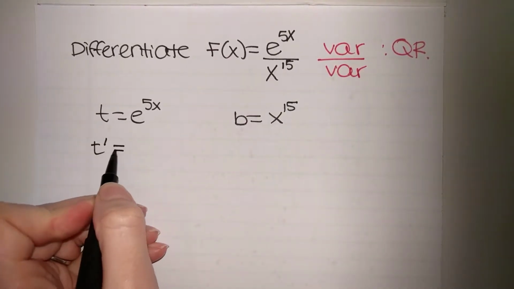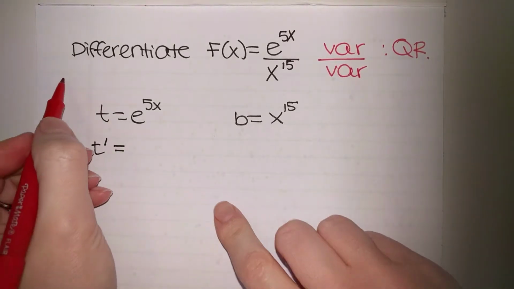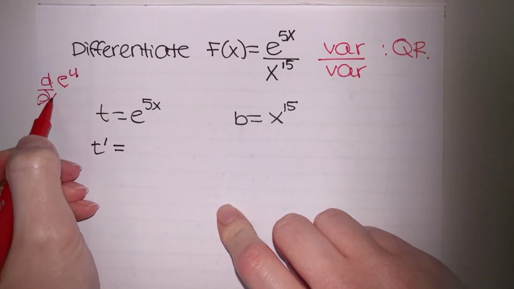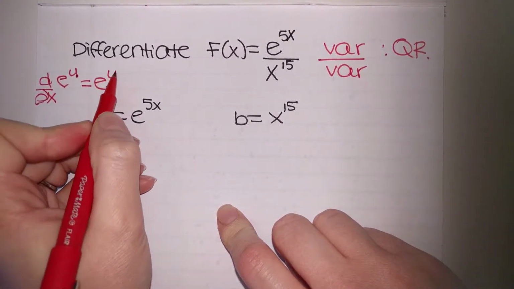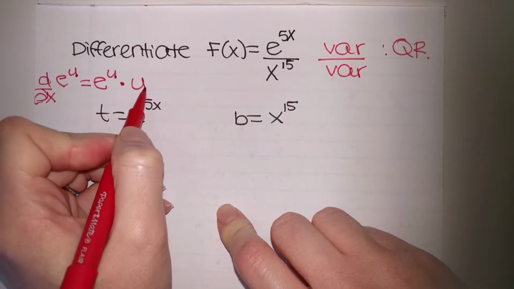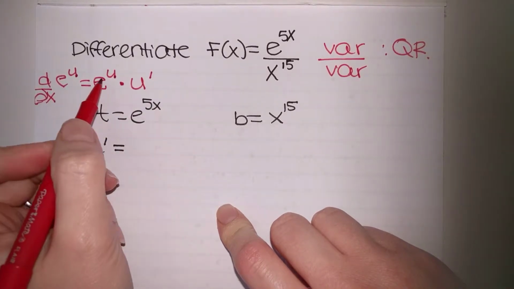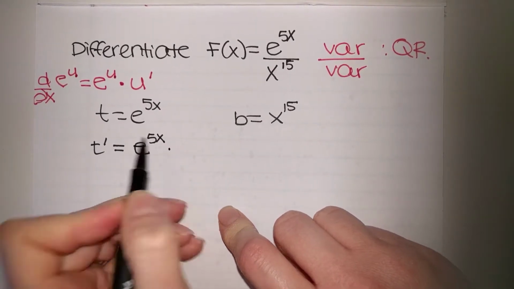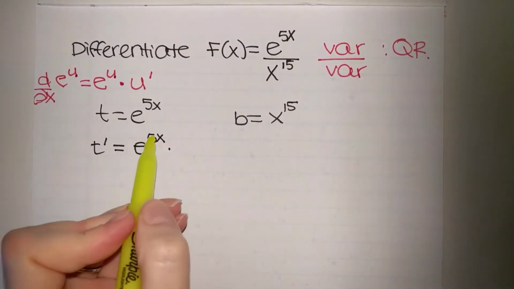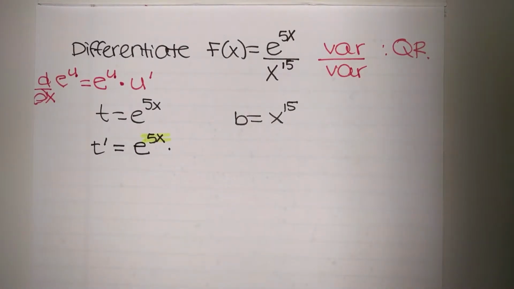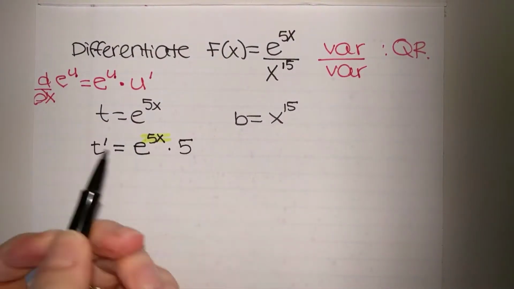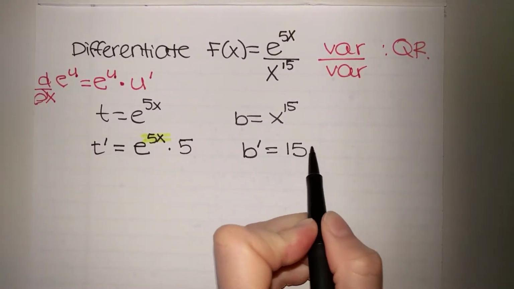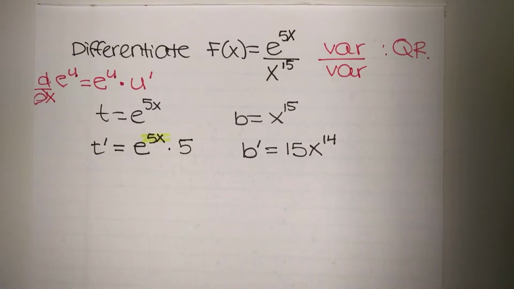Now, when we take the derivative of the top function, this is e to a power u. So to take that derivative with respect to x, we are going to rewrite the exponential and then multiply by the derivative of the exponent. So this will become e to the 5x, and then we multiply by the derivative of the exponent. The derivative of 5x is just going to be 5. And then the derivative of the bottom is going to be equal to 15x to the 14th power.